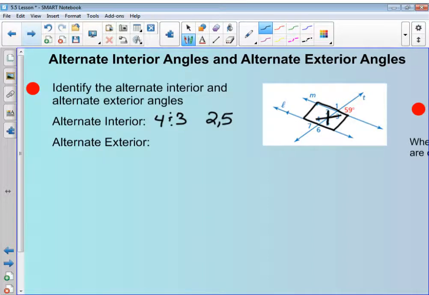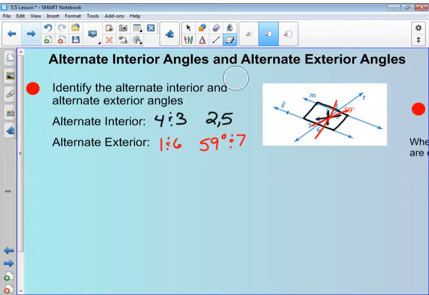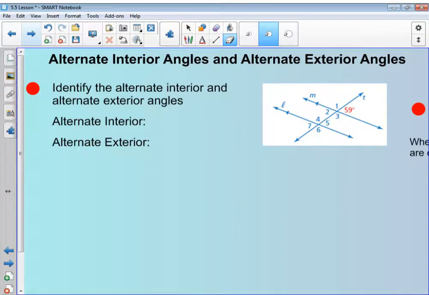Okay, these are going to be 2 and 5. If I knew 2, I would know that 5 was the same angle measure. So alternate exterior, those are the ones on the outside. So on the opposite side of the transversal, on the other side, would be 1 and 6. And then obviously this 59-degree measure and this 7. Okay, so that's just working with identifying those alternate interior, alternate exterior. So let's try another one.